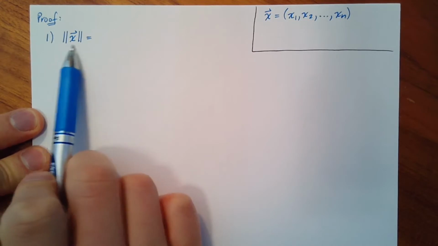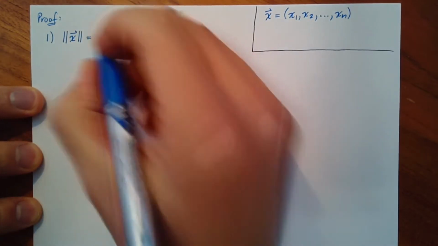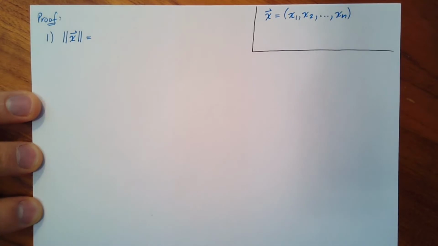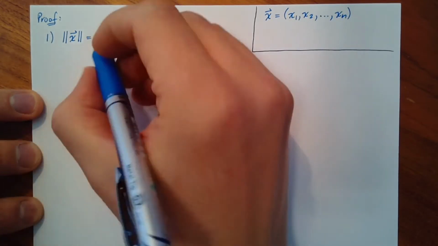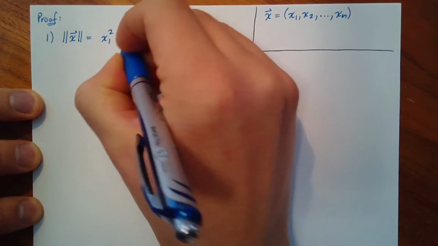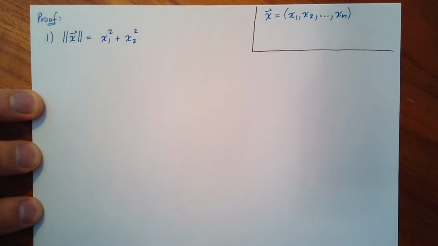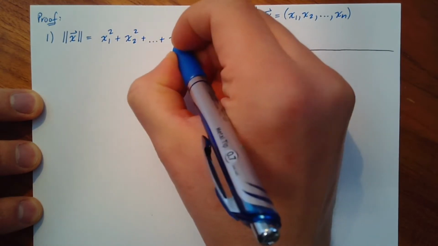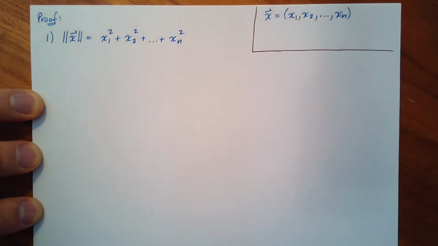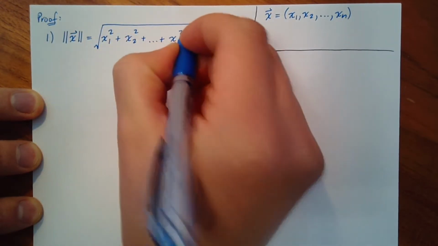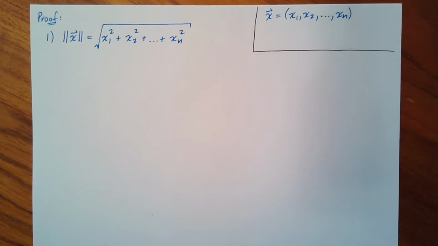So we can actually write out the norm of x just by using the formula, right? Square each of the coordinates, add them up, and take the square root of the sum. So we'll have x1 squared plus x2 squared, and so on. But you're going to do that with every coordinate all the way up to and including the final term, xn squared. And then we have to take the square root of that. So that is the norm of the vector x.